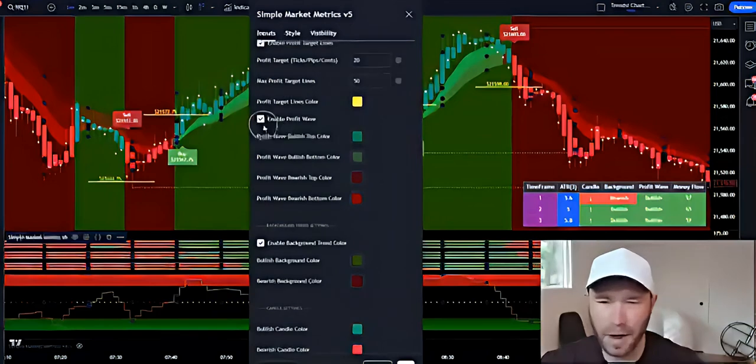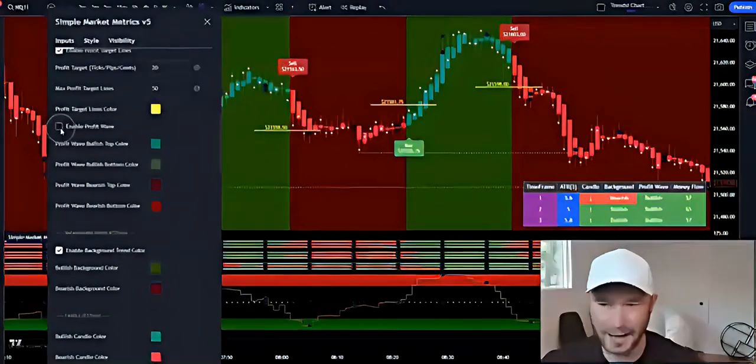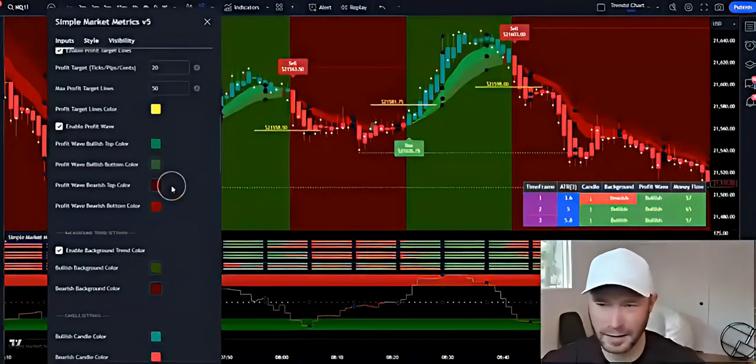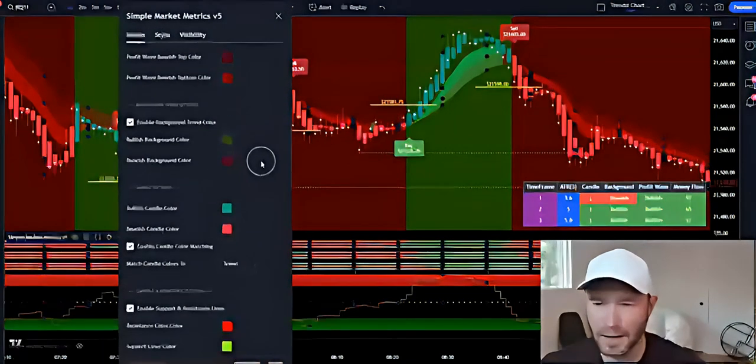Now, enable profit wave. If you guys don't want this profit wave on your chart, this background here, you can take it off. I highly suggest just to keep it on, and this is also customizable with all the color features that you want on here. All right, let's go down.